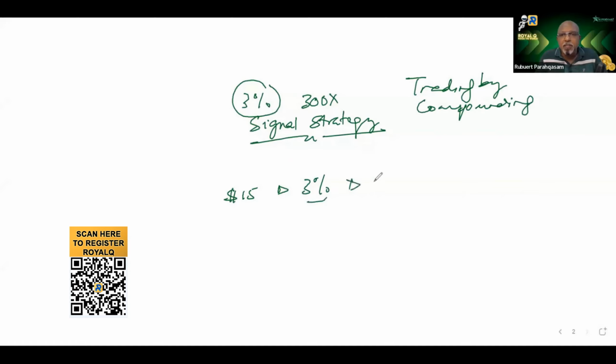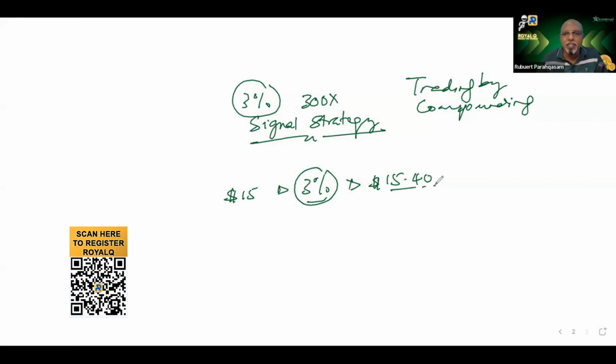3% will give us $15.40. Okay, $15.40. How long is this going to take? It can take sometimes just a couple of hours. Sometimes 1 or 2 days. Sometimes 1 or 2 weeks. Sometimes it can take a bit longer, but it delivers. It delivers 100% of the time. After a period of time, it delivers.